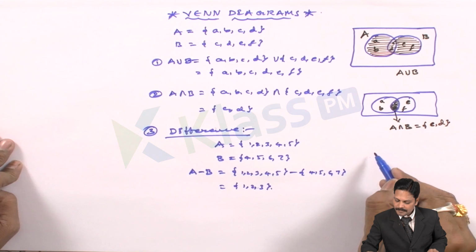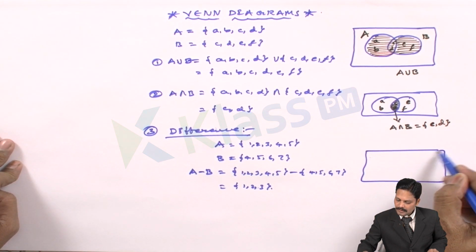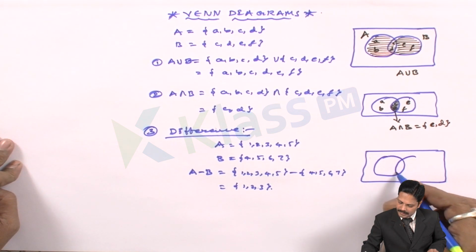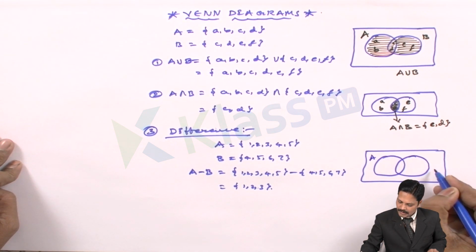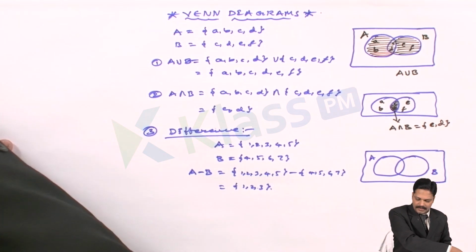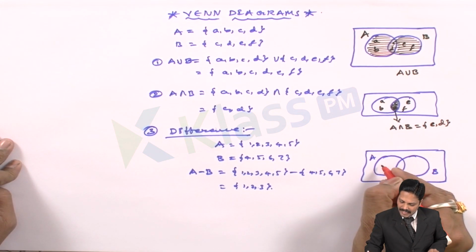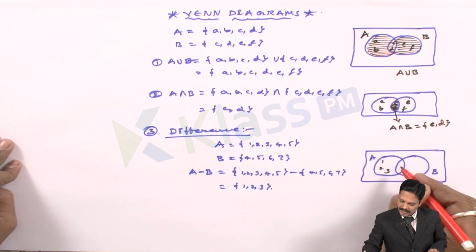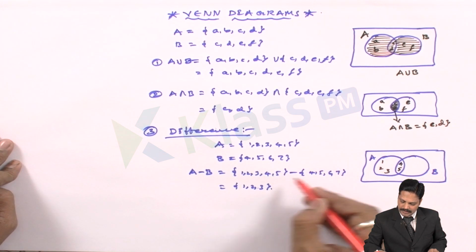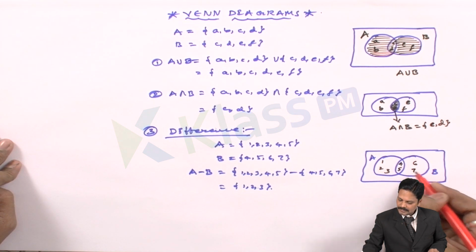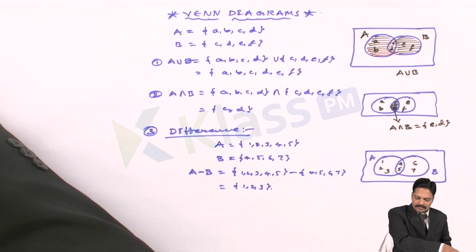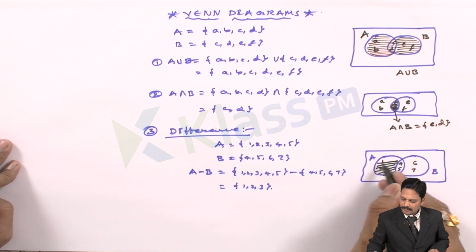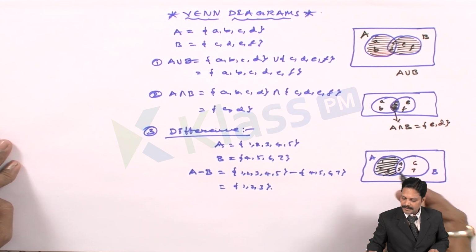So how can we represent this A minus B set in the Venn diagram? I am taking set A and set B here. Here I am taking the values 1, 2, 3, and here 4 and 5. Set B we are having 4, 5, 6, 7. So the part we want to remove, we leave out, and we take this one. This is the A minus B Venn diagram.